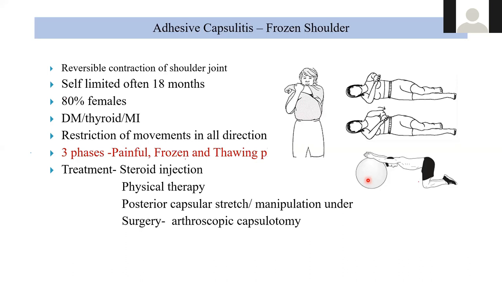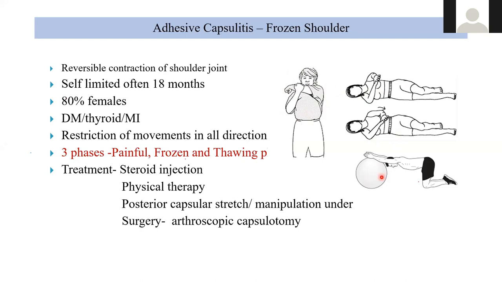After a period of occlusion, there is a thawing phase where gradually the pain subsides, the movement starts, and spontaneous resolution will happen. The treatment, as I said, in the early phase is a steroid injection to expedite the rehabilitation procedures, physical therapies, and posterior capsular stretch. This is one of the main modes of treatment, where you can see there are different ways of posterior capsular stretch.